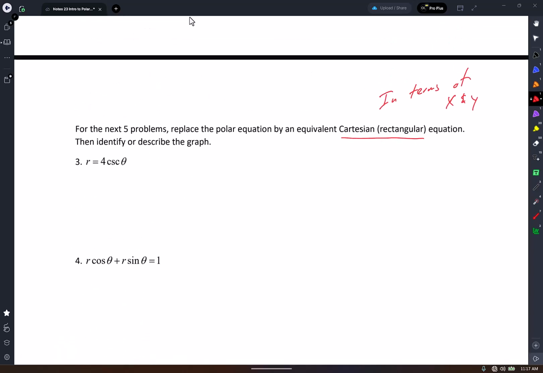So we have r equals 4 cosecant theta. First rewrite r equals 4 over sine theta. Cosecant is the reciprocal of sine. We're still okay? Okay, next, I'm going to multiply the right side and the left side by sine theta. Whatever you do to one side, do to the other. What are you trying to get to?